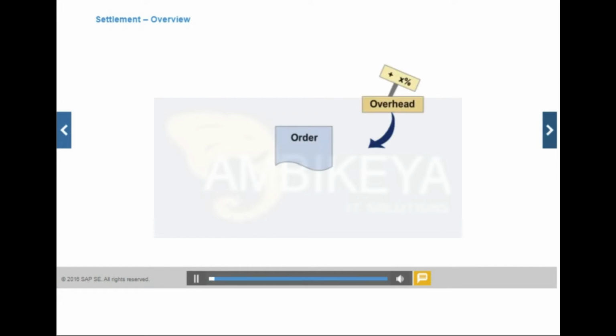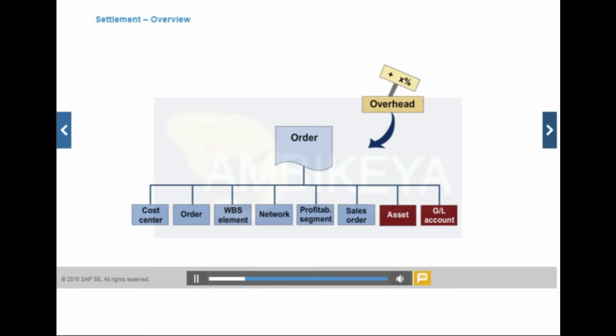You use overhead orders as an interim collector of costs and as an aid to the planning, monitoring, and reporting processes. When the task is complete, the costs are passed on to their final destination, such as cost centers, work breakdown structure, or WBS elements, and profitability segments. This process is called settlement. In settlement, you allocate some or all of the costs posted to an order to one or more receivers. The system automatically generates the offset postings that credits the order. You can process settlement for individual orders or collectively for a group of orders.